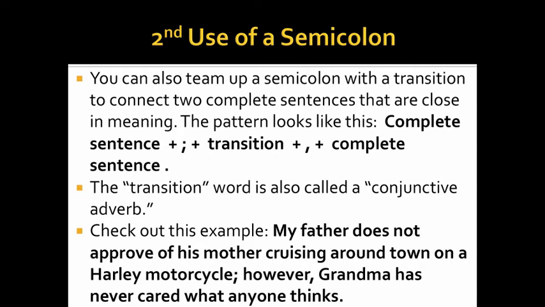Here's the example. My father does not approve of his mother cruising around town on a Harley motorcycle; however, Grandma has never cared what anyone thinks. So both these ideas are closely related. These sentences are closely related, but we have a transition word of however. In this sentence, however, is telling us a change is coming. So Grandma doesn't care what he thinks, even though he doesn't like it. If you take out the semicolon and capitalize however, you have a complete sentence. So it still keeps with the same rule.